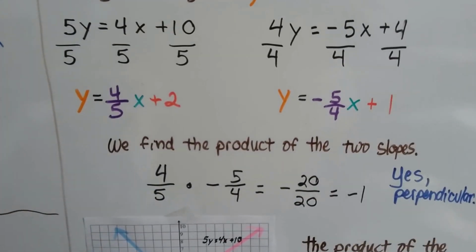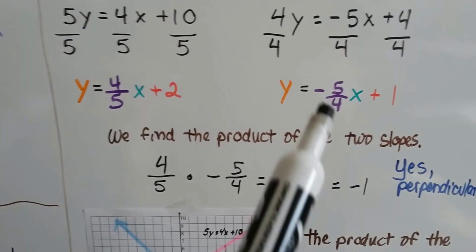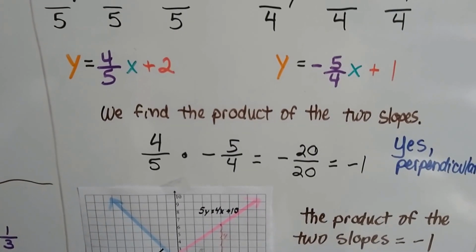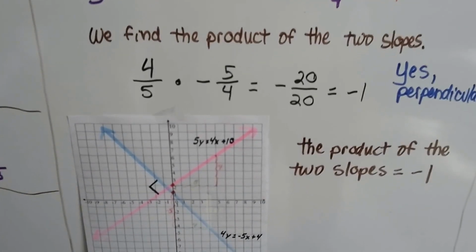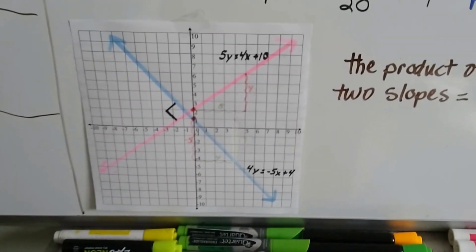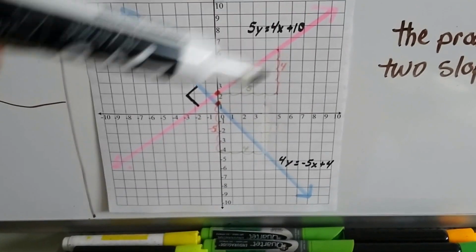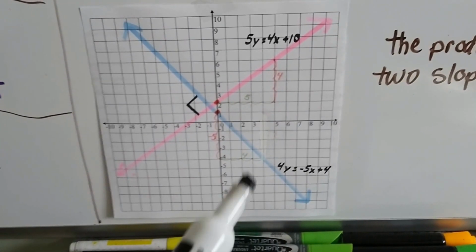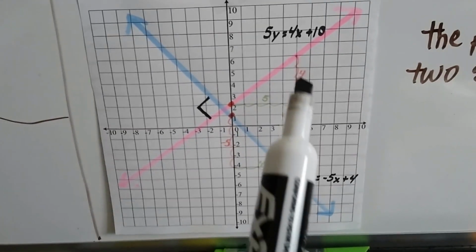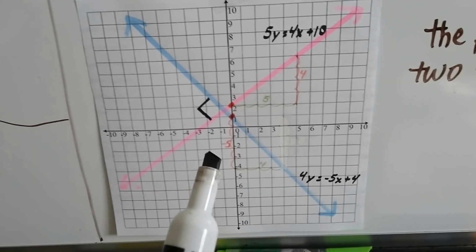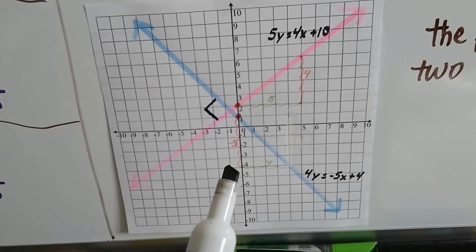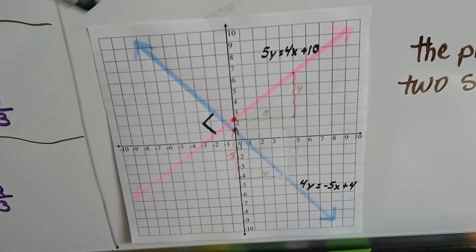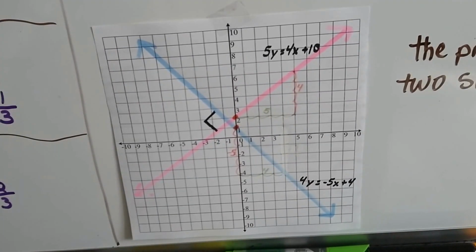We find the product of the two slopes. We've got a 4/5 and a negative 5/4. We multiply them together and get negative 20/20. That's a negative 1. So yeah, it's perpendicular. The product of the two slopes is a negative 1. When we graph them, this becomes the first one, and that's the second one, and they're perpendicular. And look at the rise. It's got a rise of 4 and a run of 5, and this one's got a rise of negative 5. It's going down, and a run of 4. Remember, if it rises to the right, it's got a positive slope, and if the line falls to the right, it's got a negative slope.